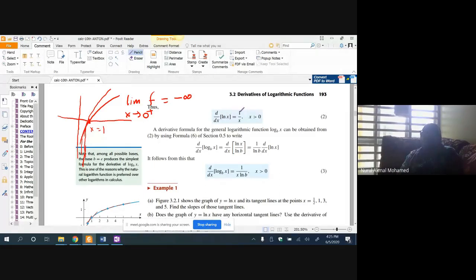The derivative of ln x is equal to 1 over x. But for the general logarithmic function with base b, it can be written as 1 over x ln b. You don't have to remember this one. But if you substitute, when b is equal to e, ln e is equal to 1. So that is how you get 1 over x. Is it clear? Is it okay?